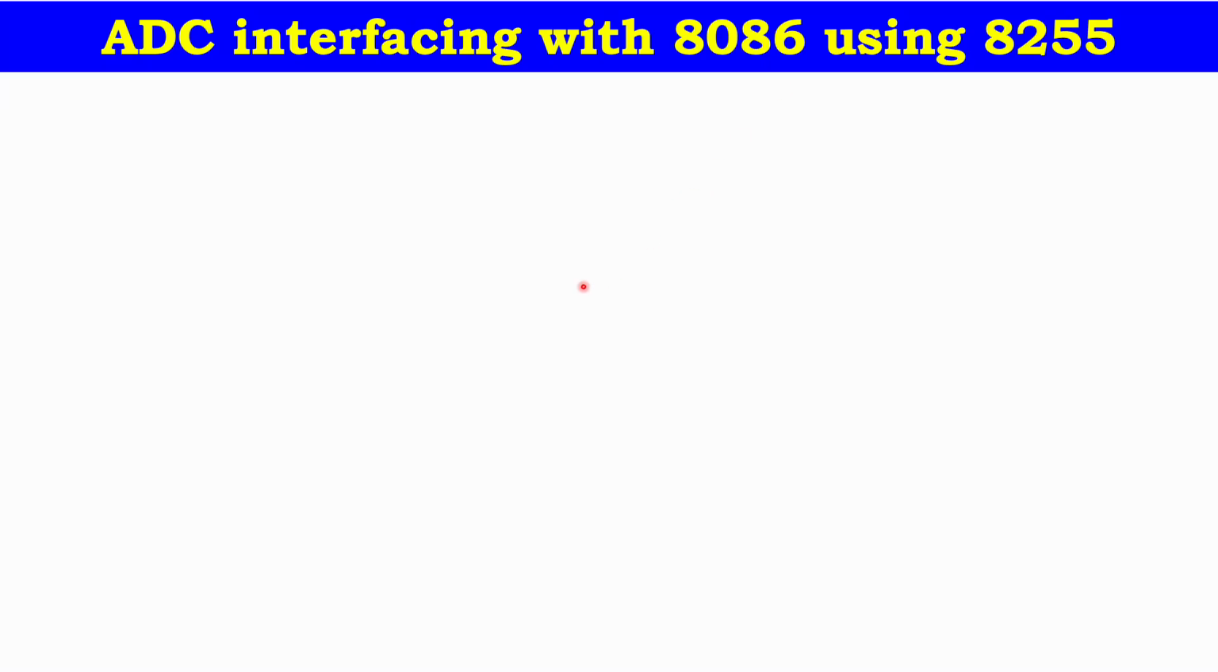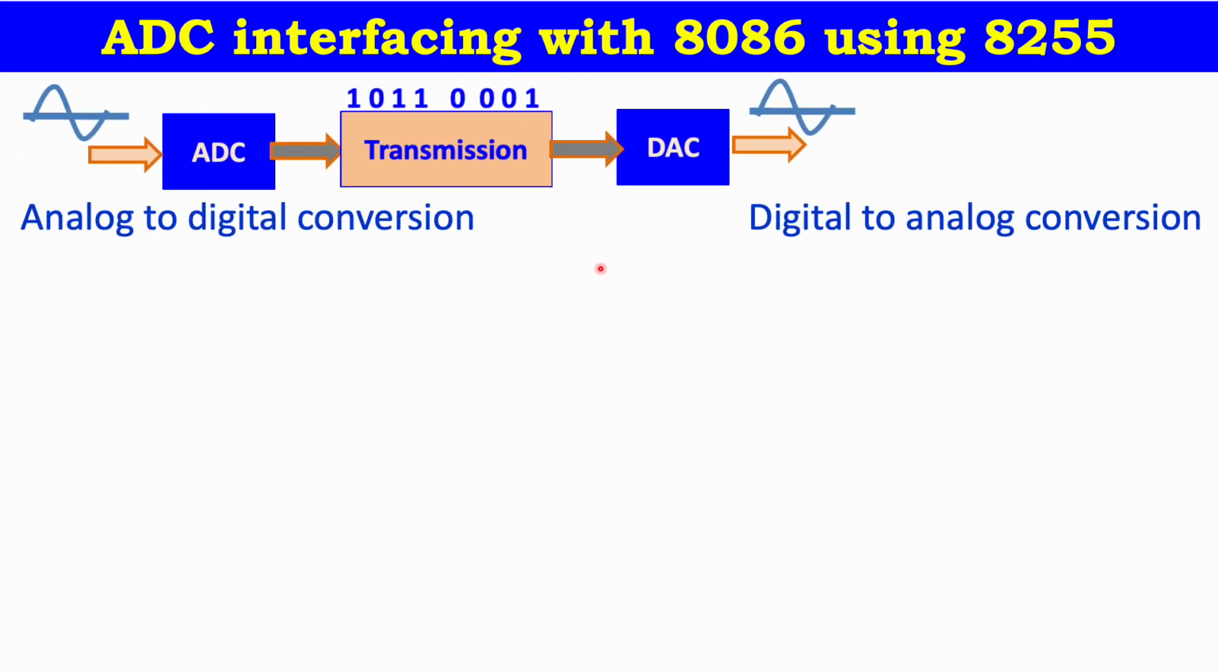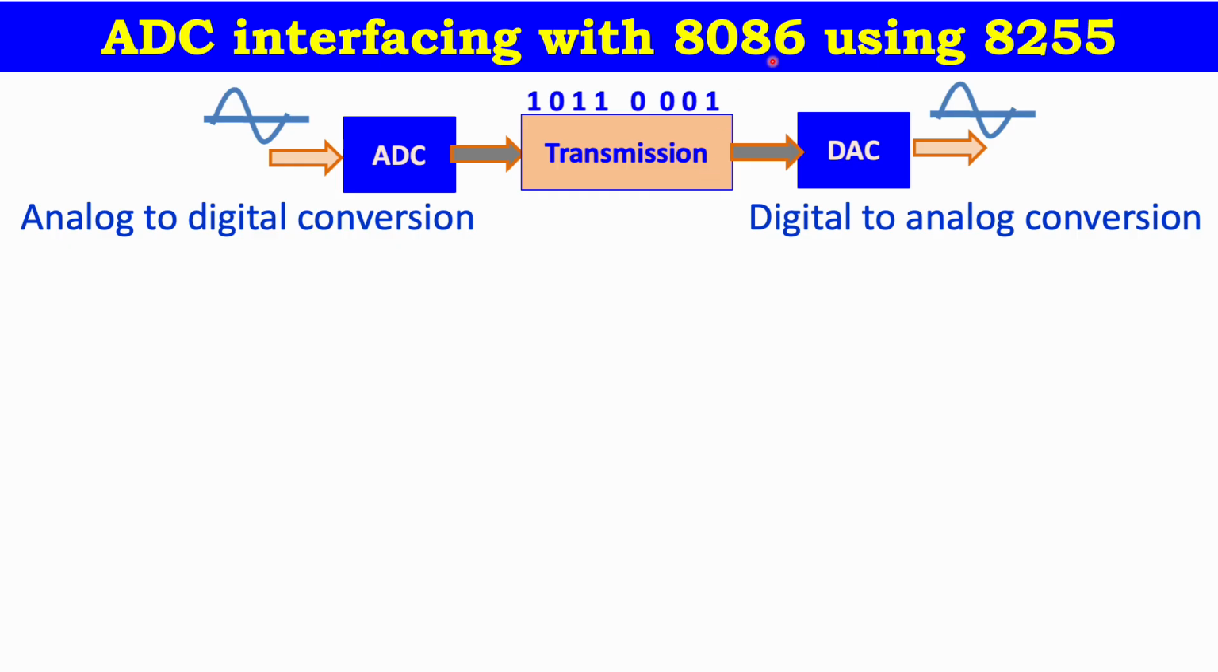Nice. Today's topic is ADC interfacing with 8086 using 8255. Let us see the importance of ADC conversion, that is DAC conversion, in a real-time application. We are observing that digital communication plays a very important role in the modern era. That is why we require the ADC and also the DAC.